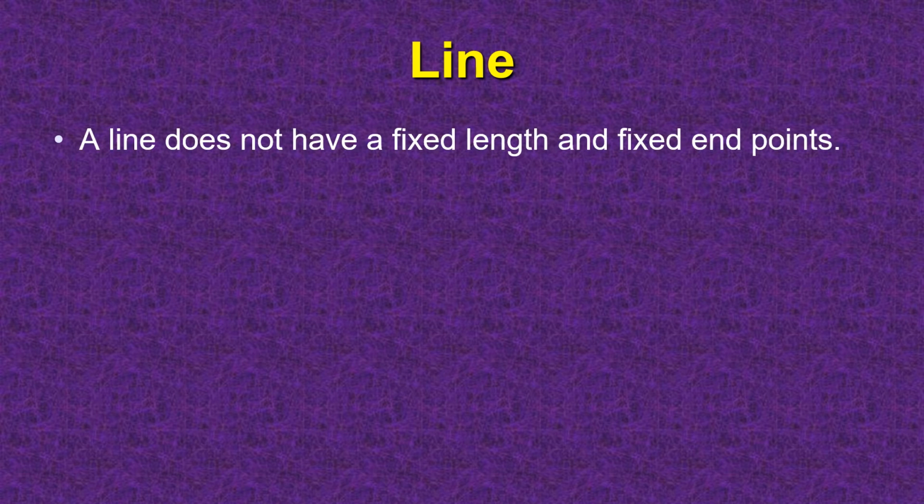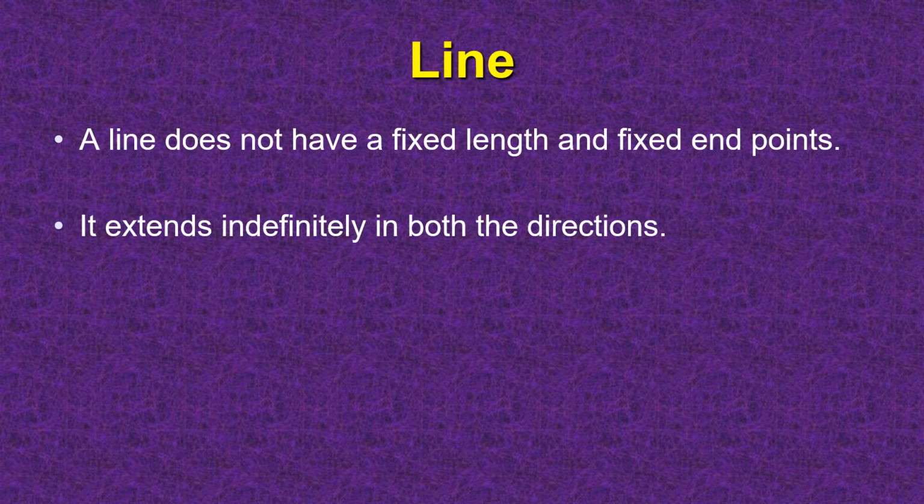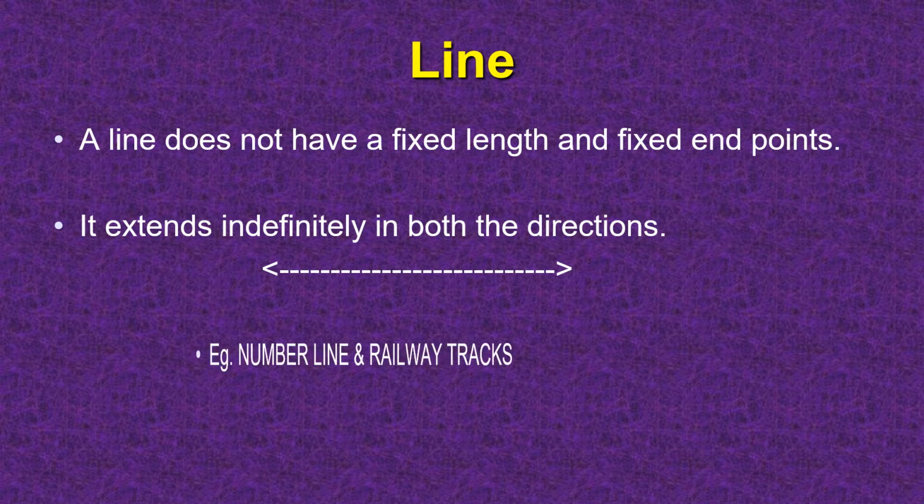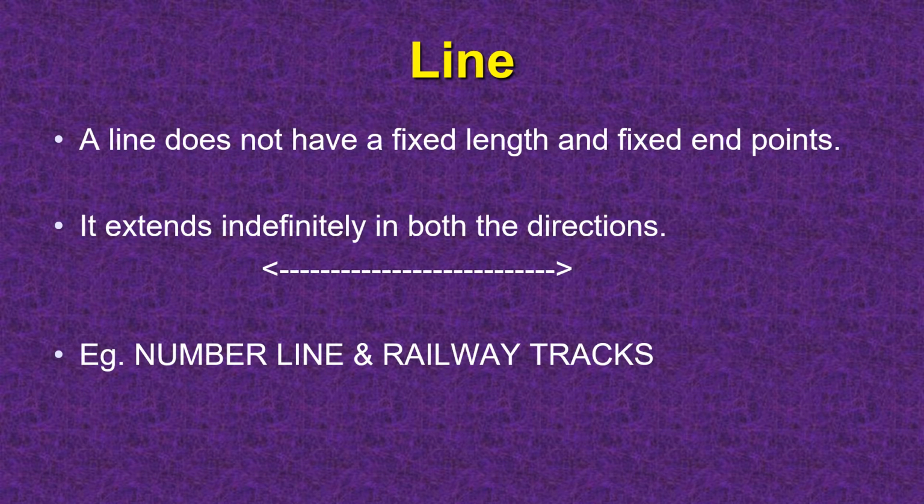Now let's learn about a line. A line does not have a fixed length and fixed endpoints. That means we don't know its starting point or ending point because it goes on endlessly in both the directions. So if it has no end, then how can it have endpoints, right? For example, number line and railway tracks are the perfect examples of a line. It goes on endlessly.